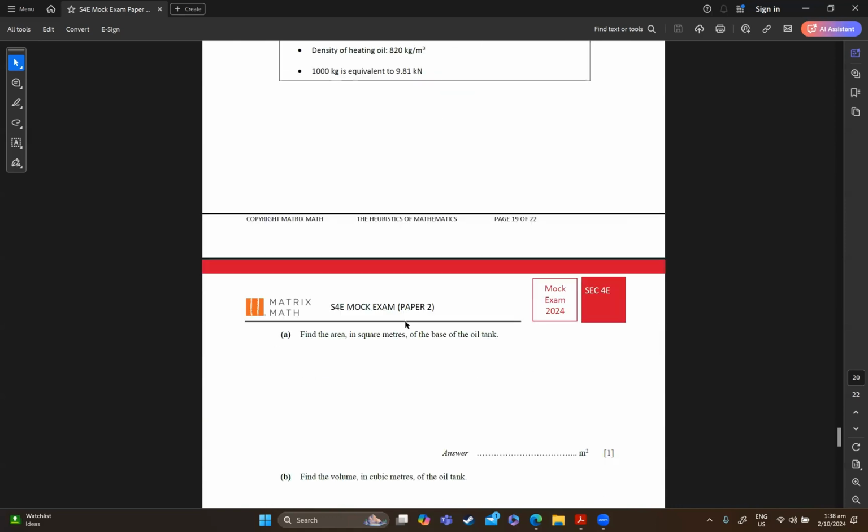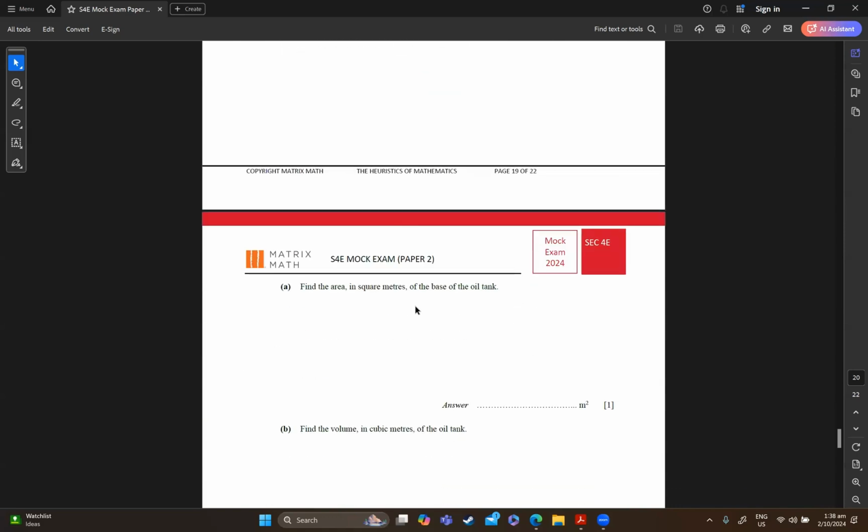Okay, now let's look at part A. Find the area in square meters of the base of the oil tank. So this one is just pi r squared. Just write down pi times (2.1 over 2) squared. 3.4636. 3.46.